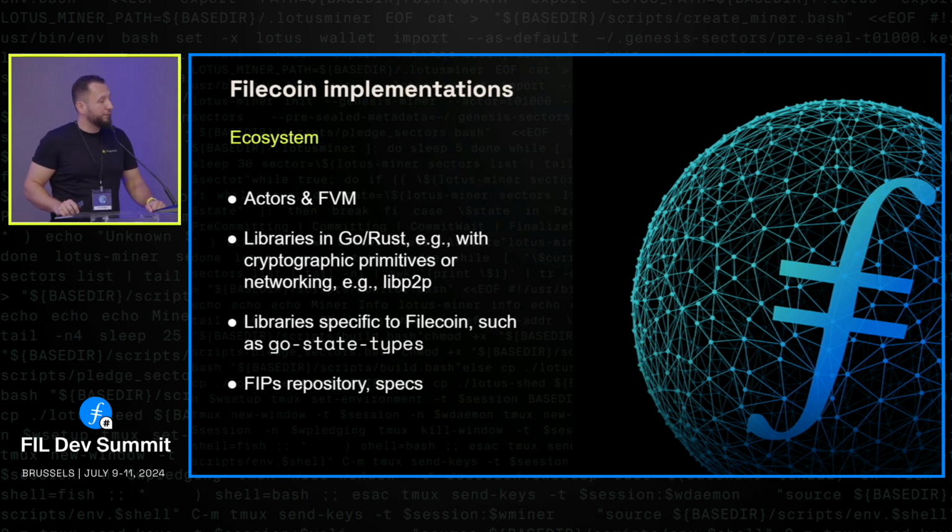There are also libraries that are specific to the technology we use, like Go and Rust. For example, ones for cryptographic primitives and peer-to-peer. There are libraries specific to Filecoin that Lotus and Venus can use together, as in Go state types, which handles the state and the migrations, for example. In Forest, we have to do it our way. And there are specs which act as the source of truth. Definitely not the Lotus implementation, right?